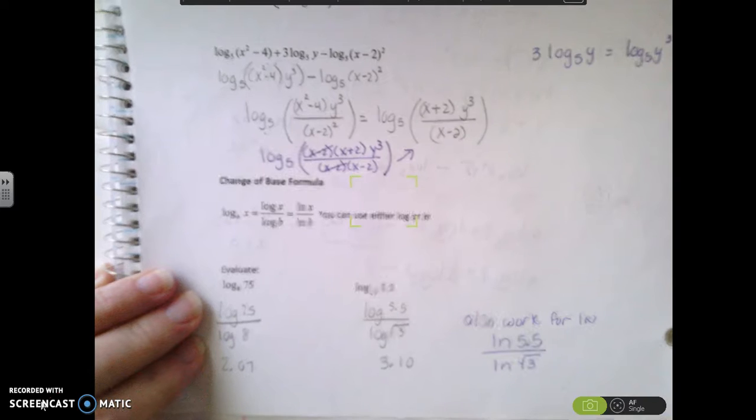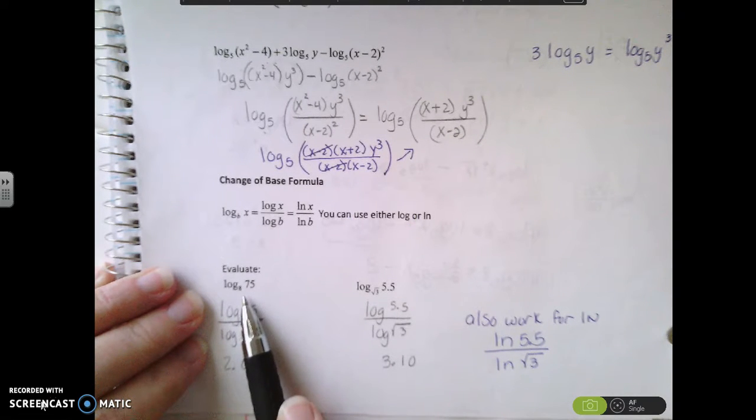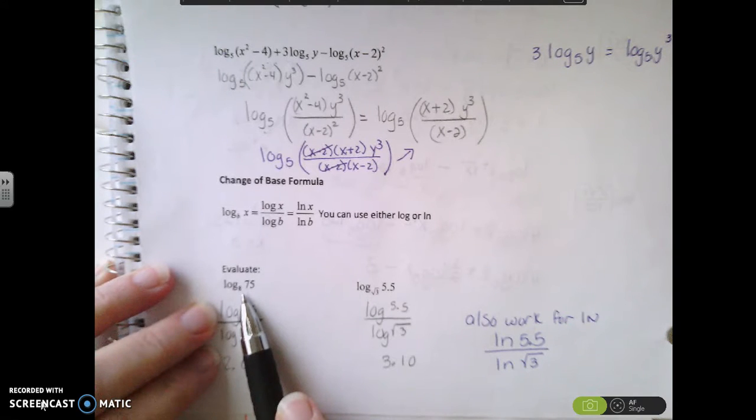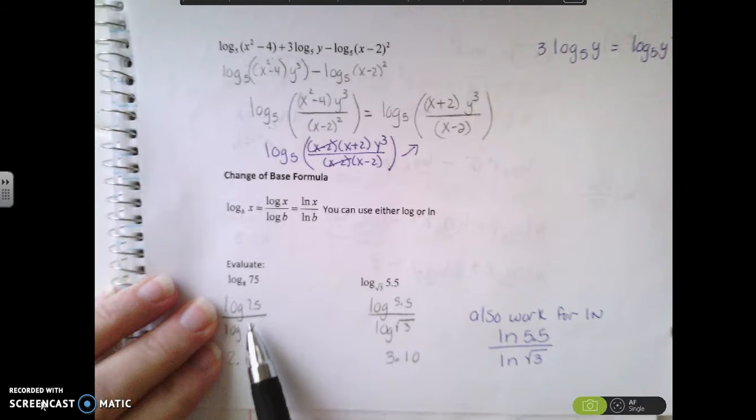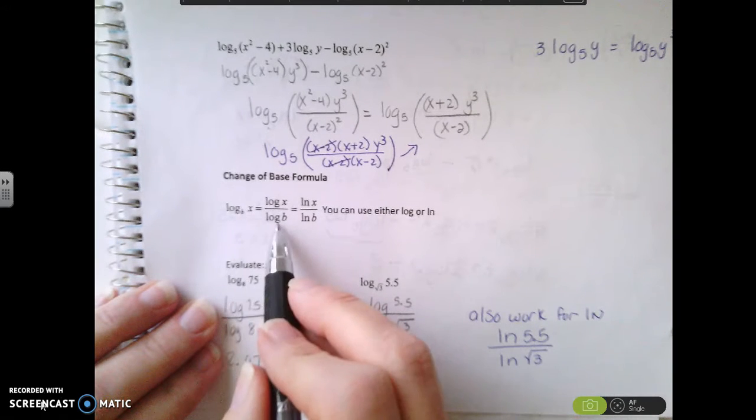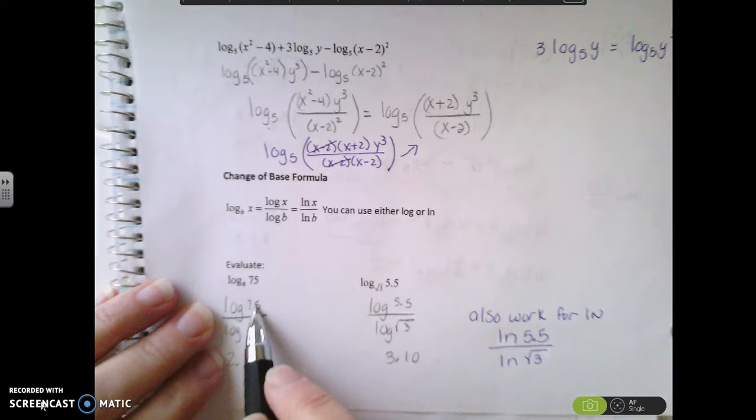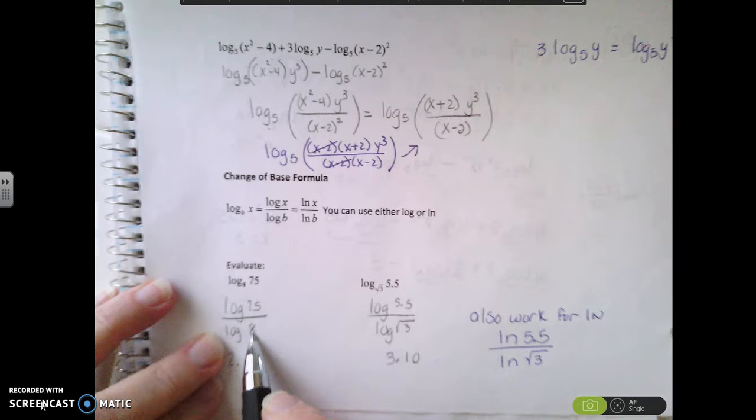Let's see if I can clear this up a little bit. Okay, so we're looking at log base 8. I can't put that in my calculator the way it is, so I'm going to use a change of base formula. The change of base formula means the base always goes on the bottom and the x always goes on top. So I'm going to do log 75 over log 8.